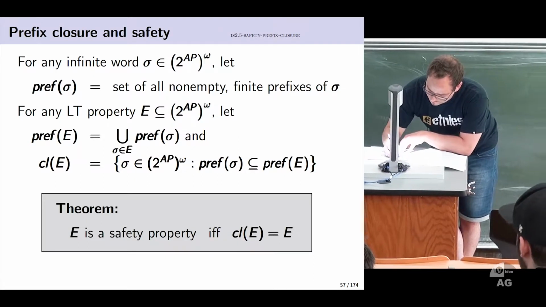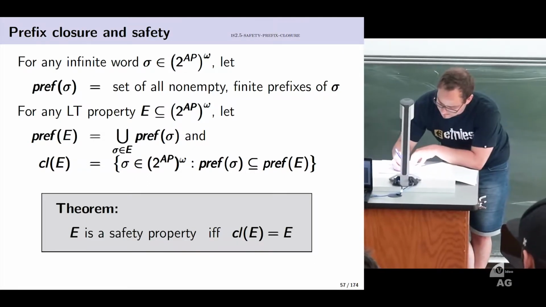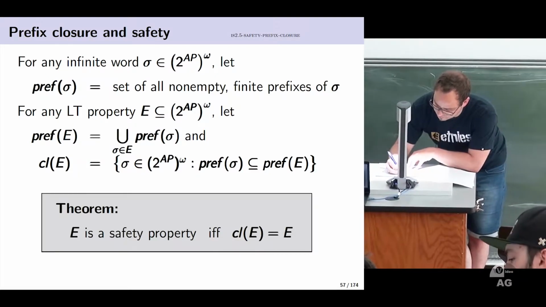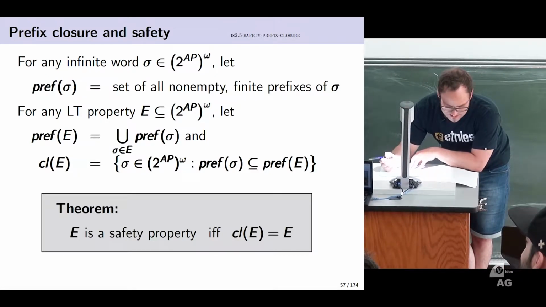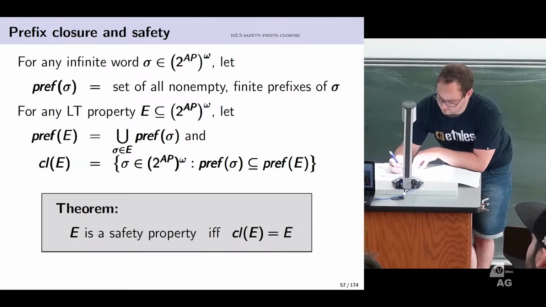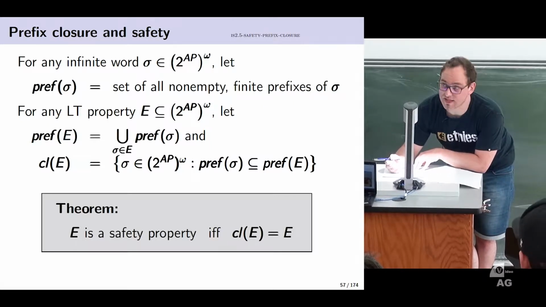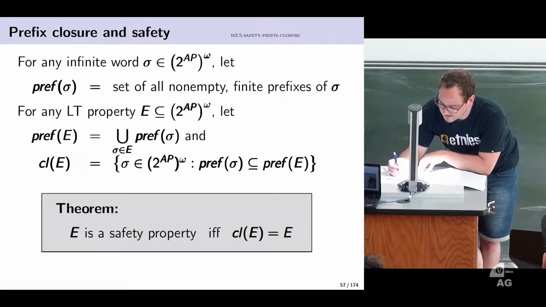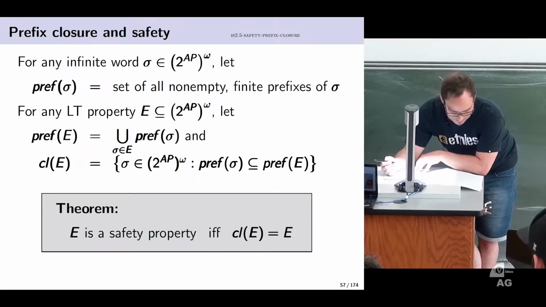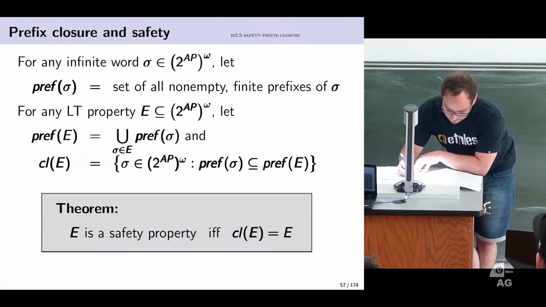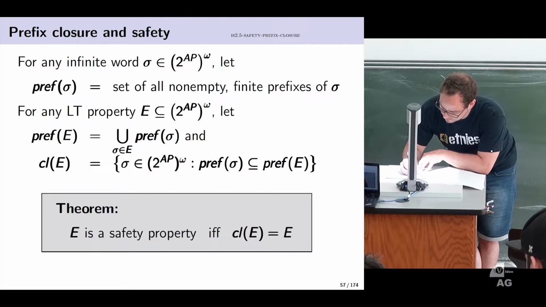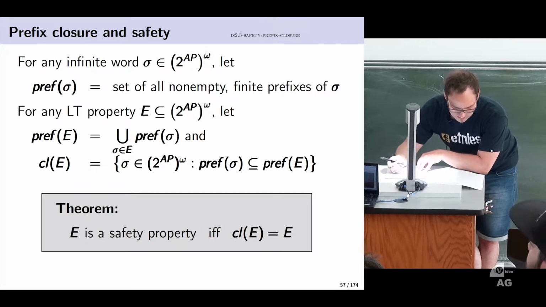Actually, we make a case distinction to make our life easier. The first one: what about the specific property containing all words? As we've seen, this is a safety property because it trivially satisfies the definition. So we also have to look out for that. So this is our first case.